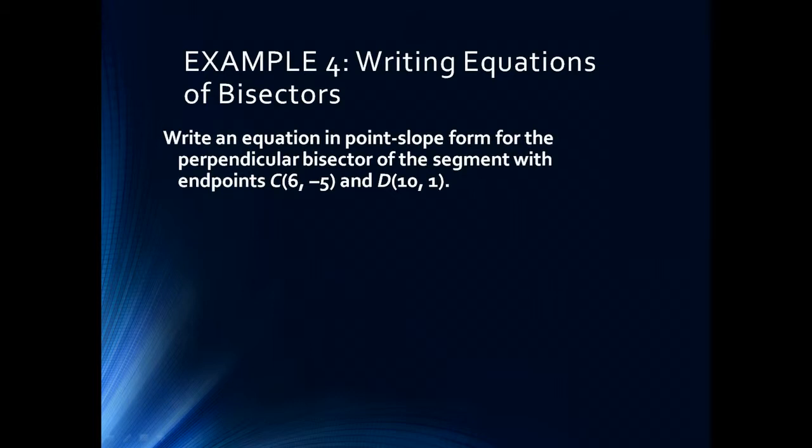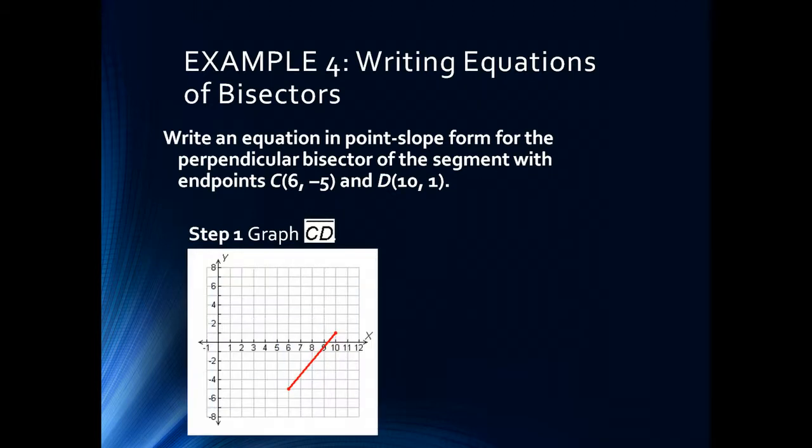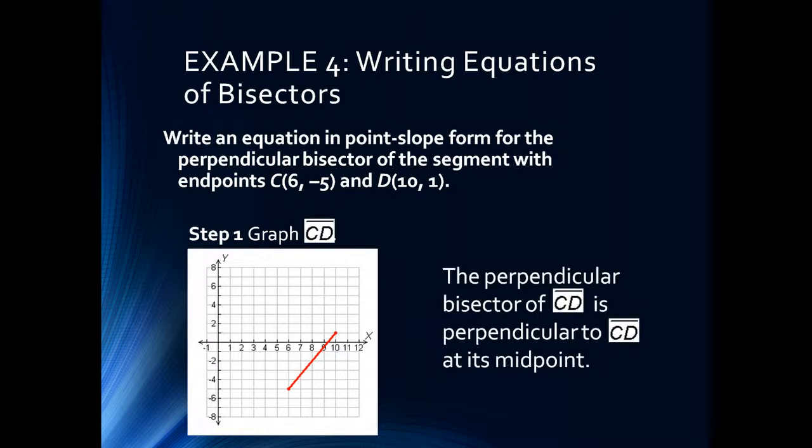For example 4, we want to write an equation in point-slope form for the perpendicular bisector of a segment with endpoints C(6, -5) and D(10, 1). This is a multi-step problem. For step 1, we want to graph CD. So we put in the points. We have (6, -5), and we have (10, 1). The perpendicular bisector of CD is perpendicular to CD at its midpoint.